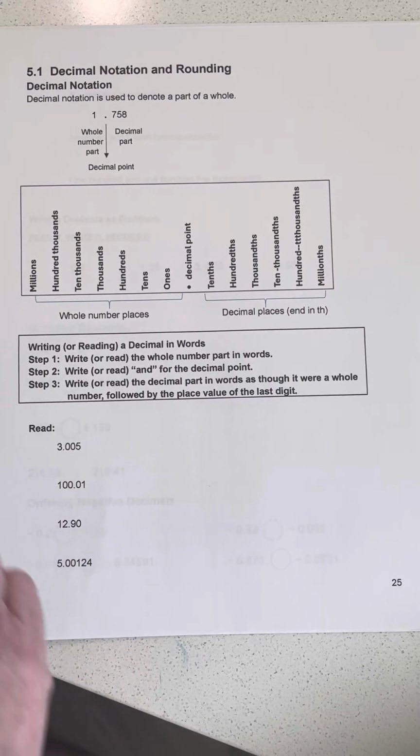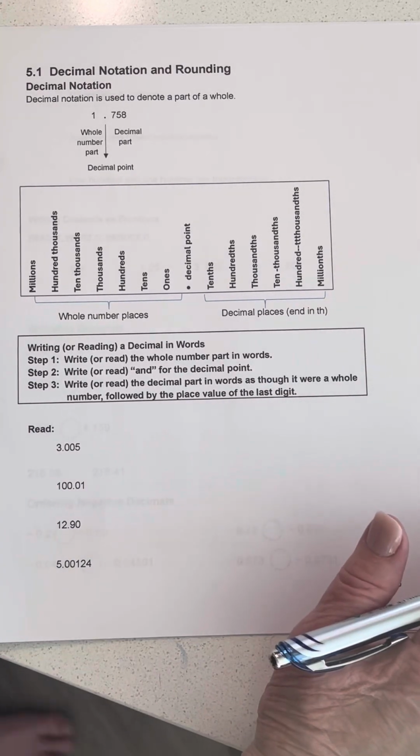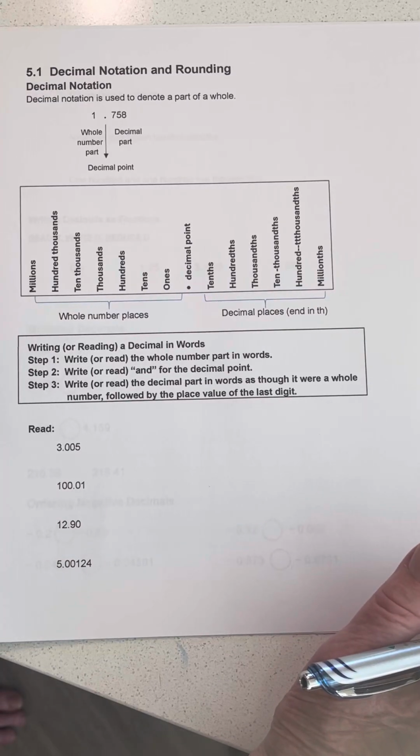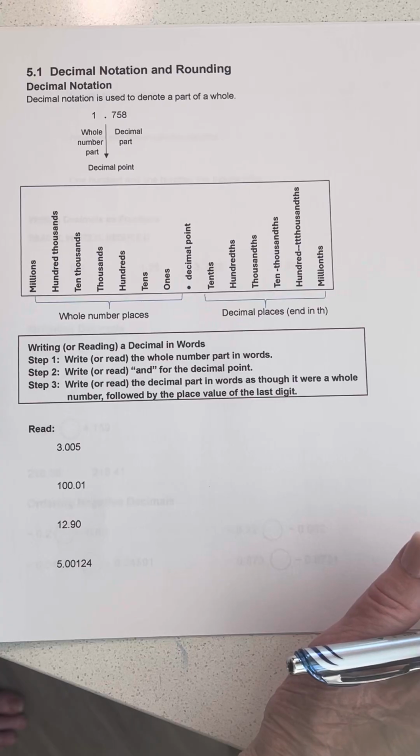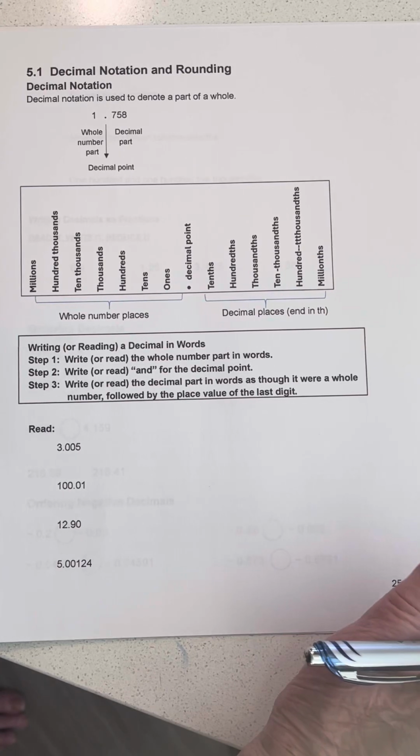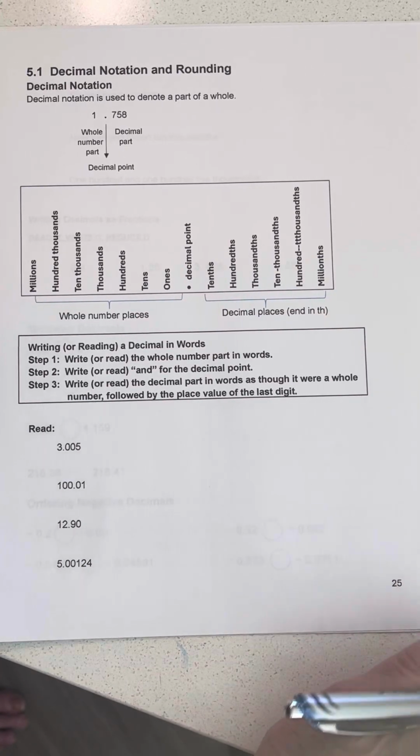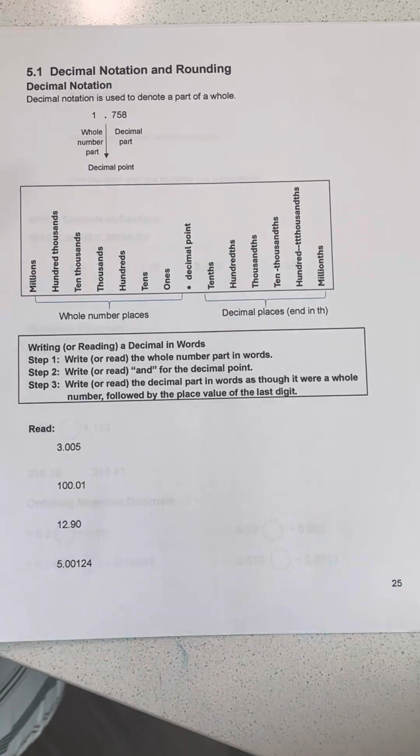Chapter 5 is going to concern us with decimals. 5.1, we're just going to talk about the decimal notation and rounding. We'll get to the operations in later sections. So let's talk about how you write decimals.